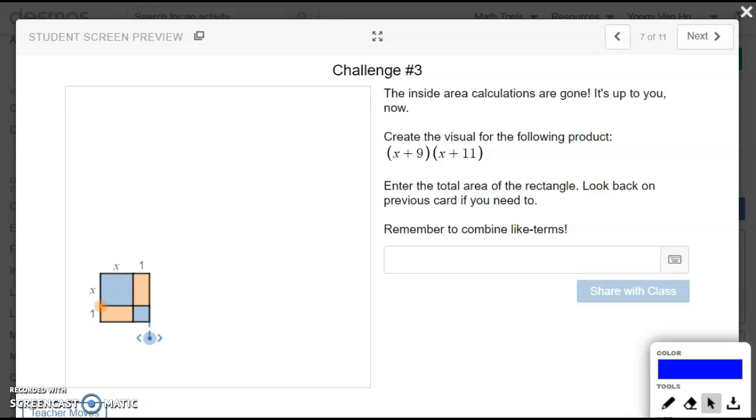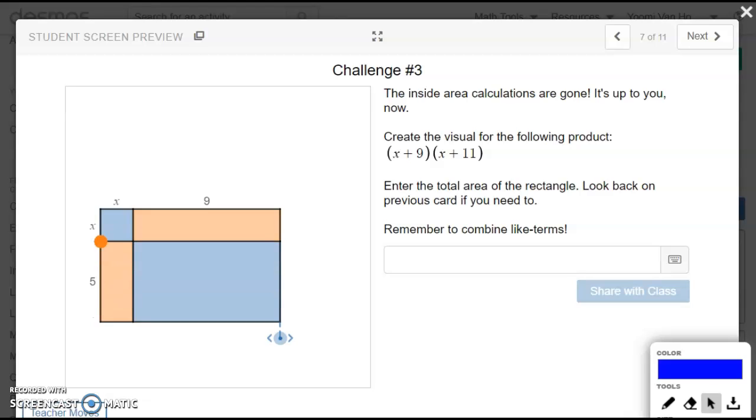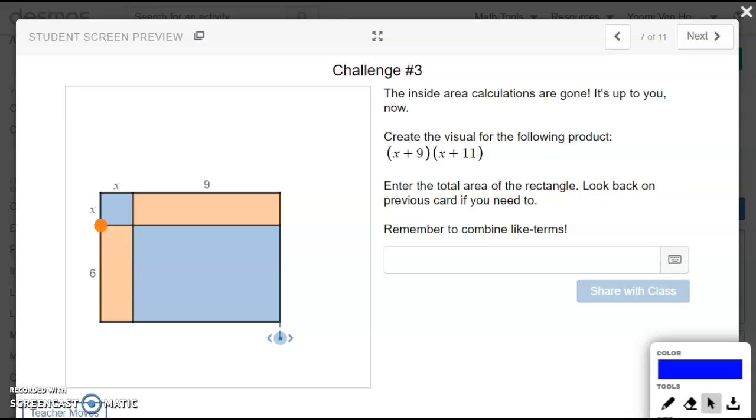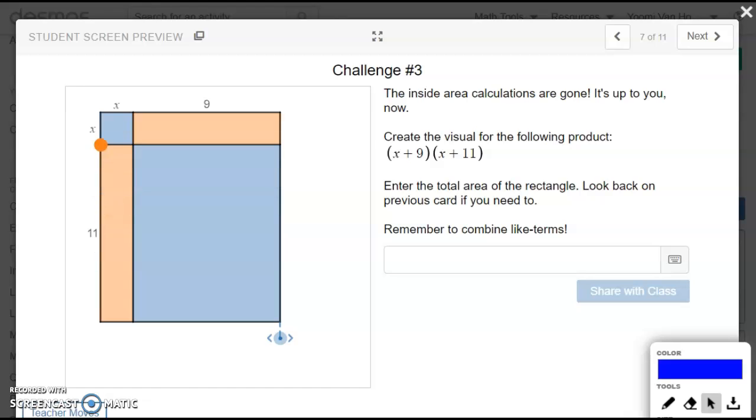So first we need to create x plus 9 as the length and x plus 11 as the width. For x plus 9, I need to make this longer, because I have the x, I need the 9 to be longer. Now I have the x, but I need it to be not 1 but 11. So here we go. Let's make it higher. There we go. So x plus 11 times x plus 9.